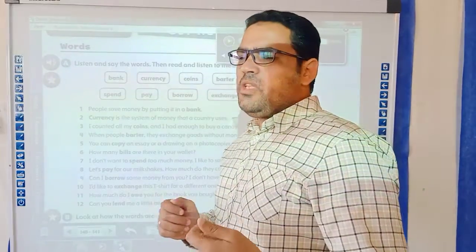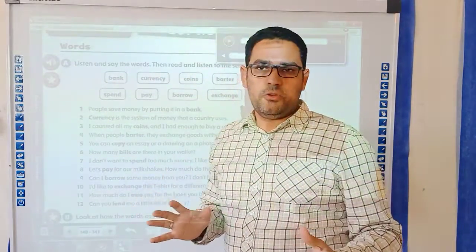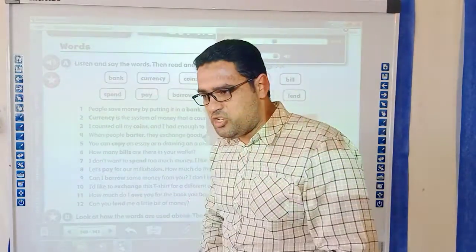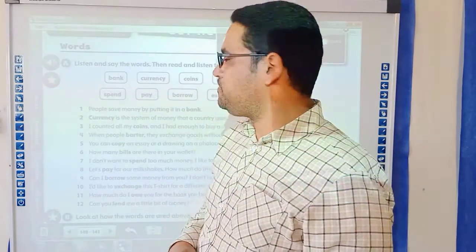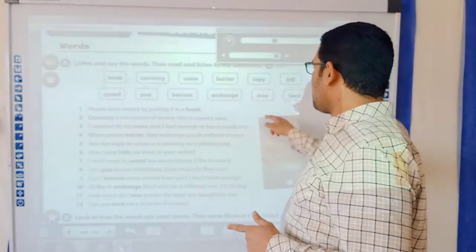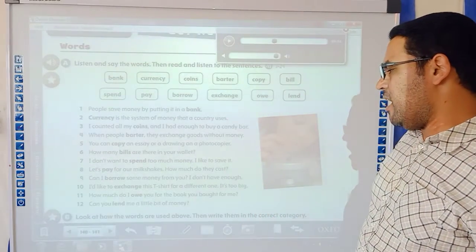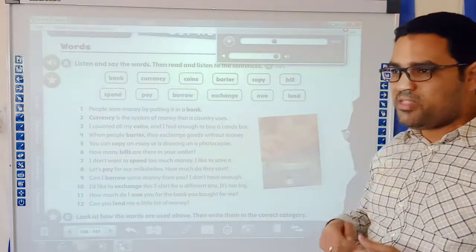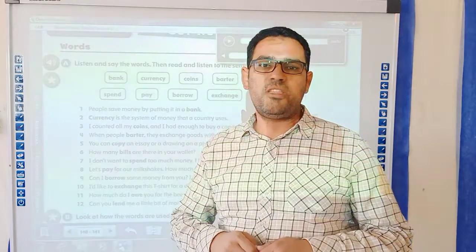When you buy a shirt, for example, and it is short for you, you want to exchange it for a bigger one. Can I exchange these shoes, or these black shoes, for brown ones? After that, we are going to have the word owe. How much do I owe you for the book you bought for me? Owe: the money you are going to pay, or the thing you are going to pay.